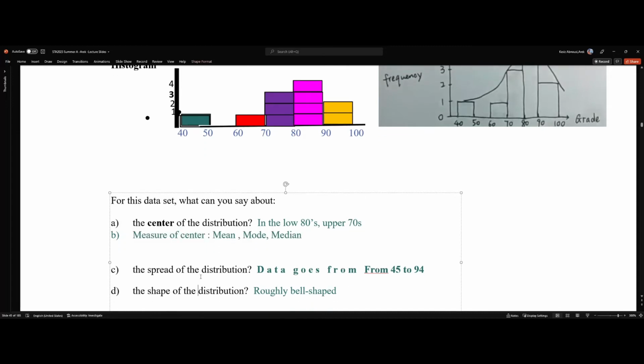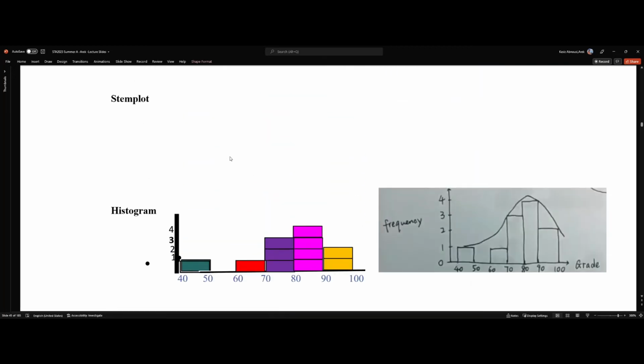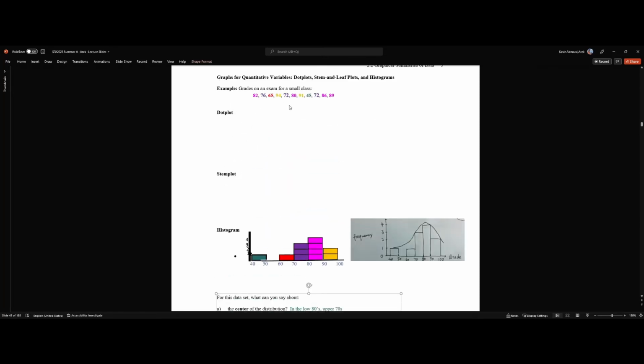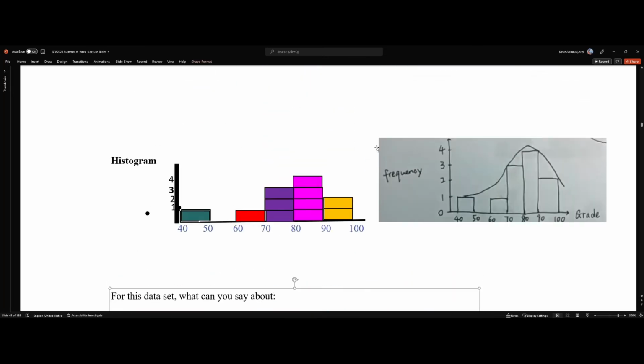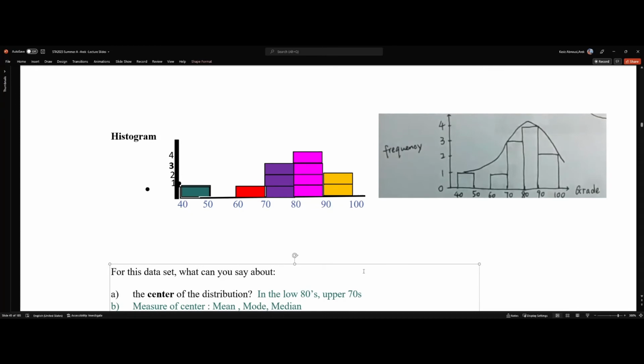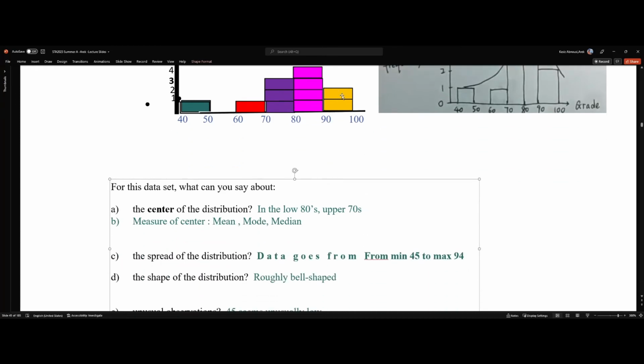And the spread is the values from the minimum number to the maximum number that our data points take. So it's all this distance. It starts from 45, which is our lowest number if you remember from our data, and goes up to 94, which is the maximum number.